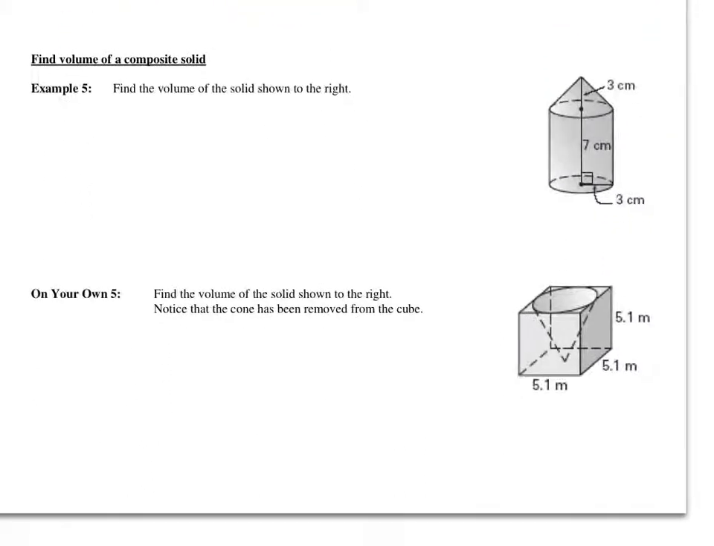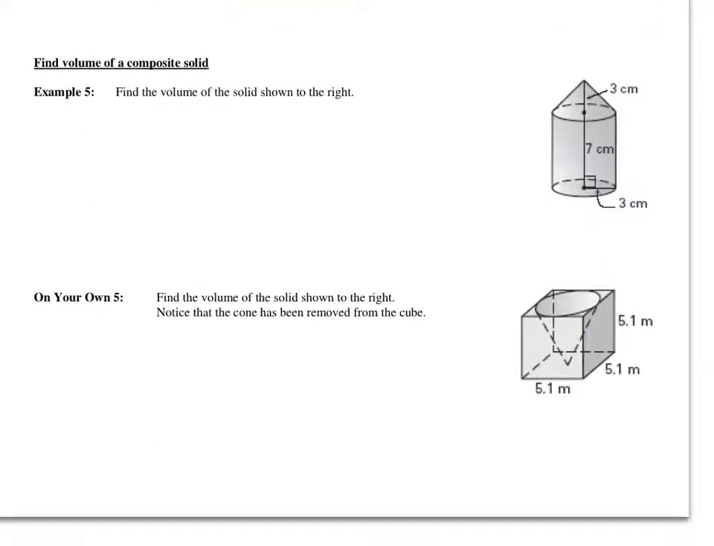So let's look down here. This says find the volume of a composite solid. So a composite solid means we're putting a couple together. So looking at my picture here, I've got a cylinder on the bottom and then I've got a cone on the top. And they're combined, so I need to add them together. So I'm going to do my cylinder plus my cone. That's what I need to find.